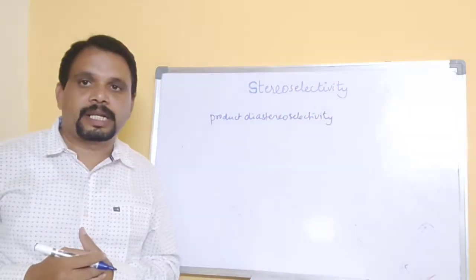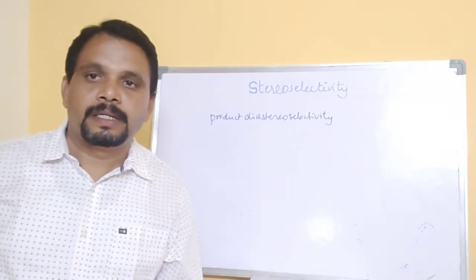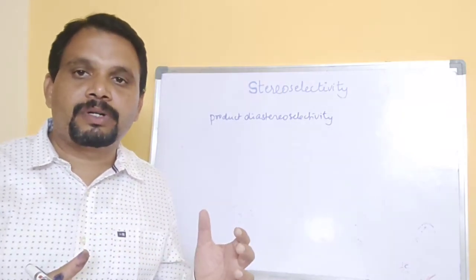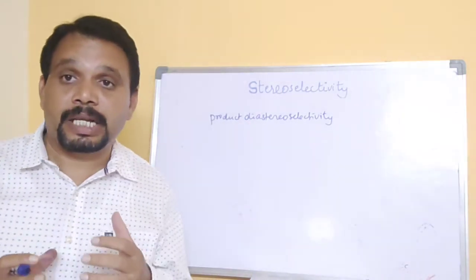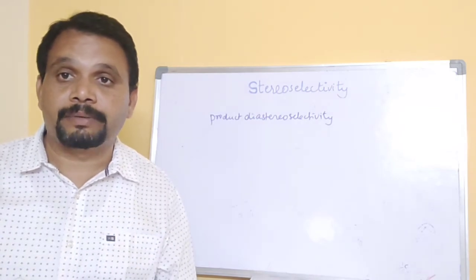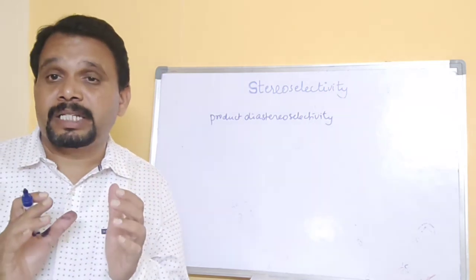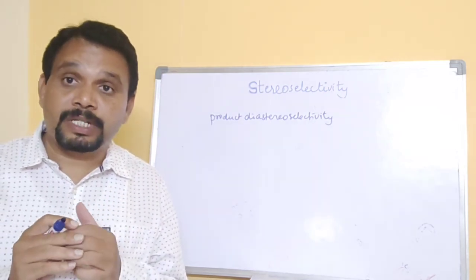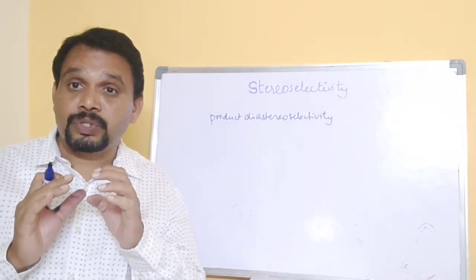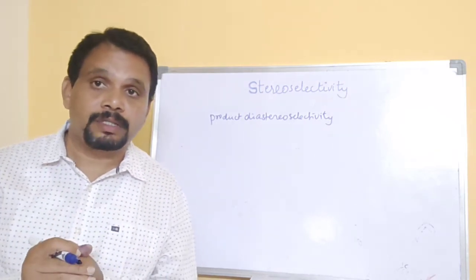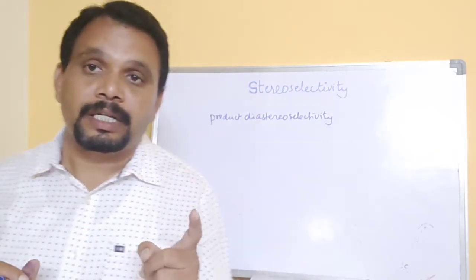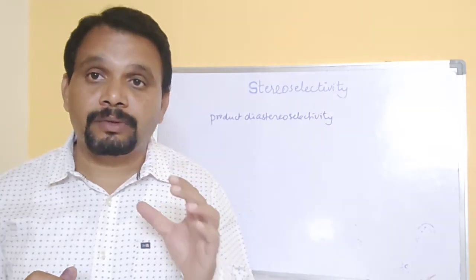Product diastereoselectivity. Just now you have seen about product enantiomer selectivity. In that, you have seen that the substrate requires enantiotopic ligands and phases. That is one of the criteria required to carry out that reaction.